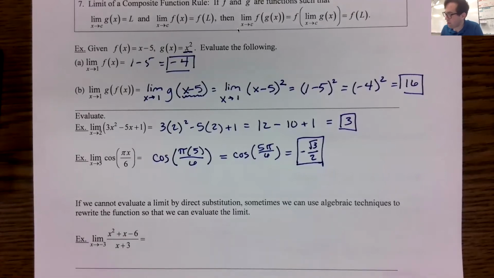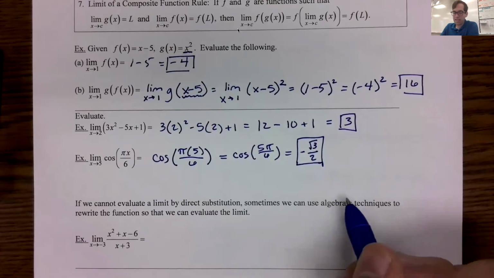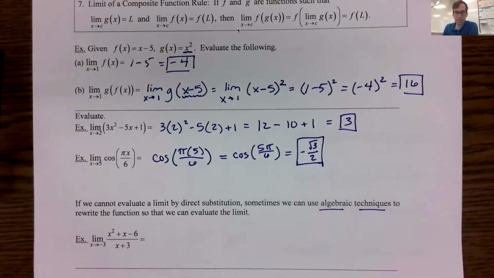If we cannot evaluate a limit by direct substitution, sometimes we can use algebraic techniques to rewrite the function so that we can evaluate the limit. All right, so let's take a look at this. If we try to plug in -3 right away, what happens? We get 9 minus 3 minus 6, so 0 over -3 plus 3, 0. 0 over 0. Now that's not a solution, right? We can't divide by 0, first of all, and 0 over 0 is never going to be the answer to the limit. So we can use algebraic techniques to simplify this.